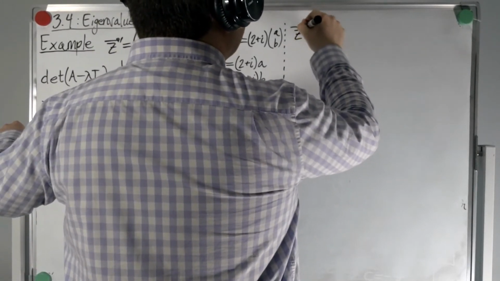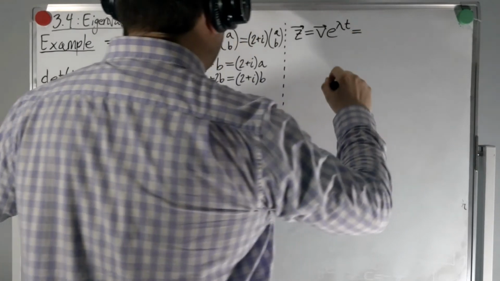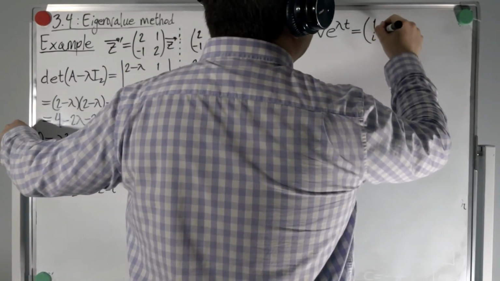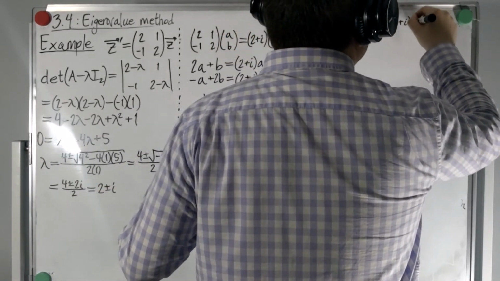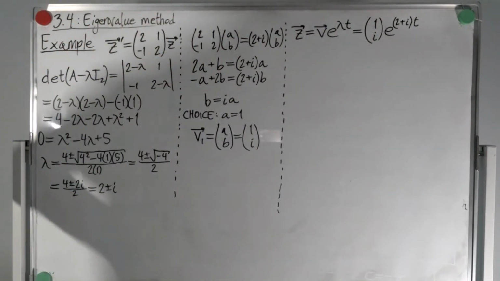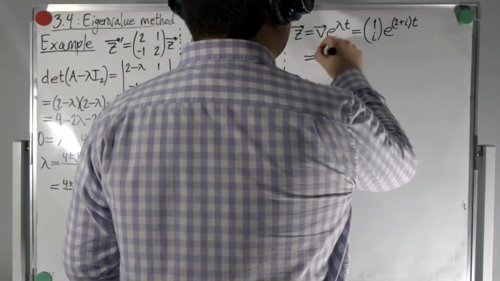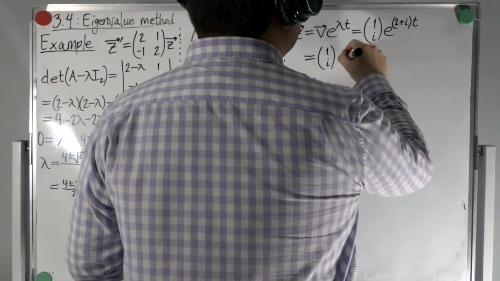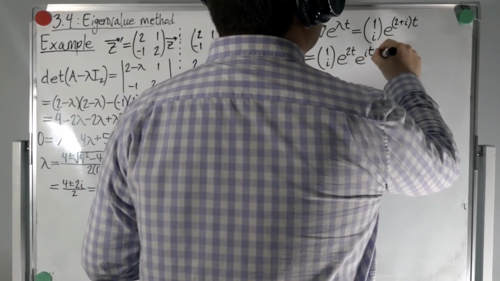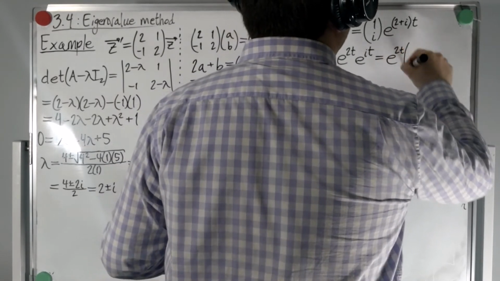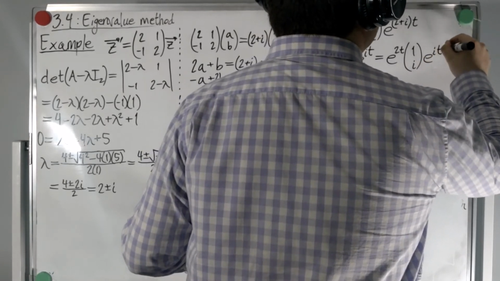we're going to look at the z vector, which is v vector e to the lambda t. And in our case, that's going to be (1, i) times e to the (2 plus i) times t. So first of all, this can get rewritten as (1, i) multiplied by e to the 2t multiplied by e to the it. And then the e to the 2t we'll just put in front because it's real valued and won't matter much.